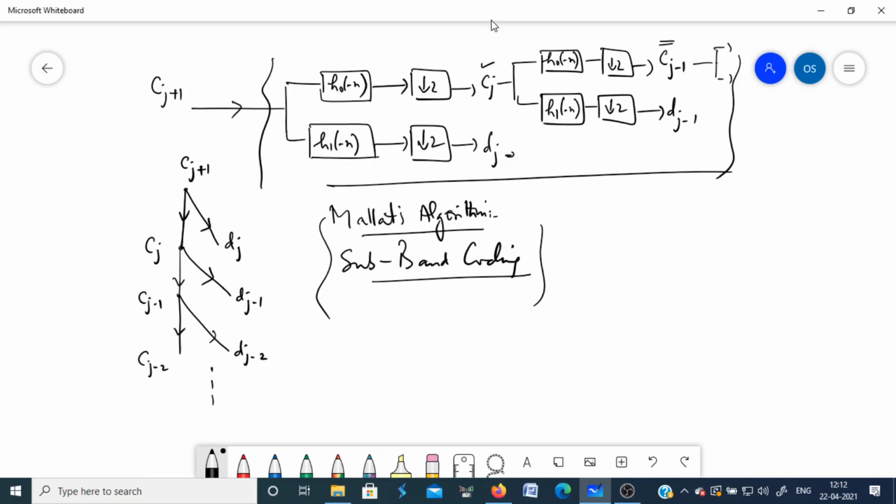Now, once you decompose like this, then of course in relation with this is what is called analysis. Analysis filter bank: you go from fine scale to coarse scale. That is, you go from high resolution to lower resolutions. And of course, when you have to reconstruct this, or when you have a synthesis filter bank, you go from coarse scale to the fine scale, and you have a reverse process for that.